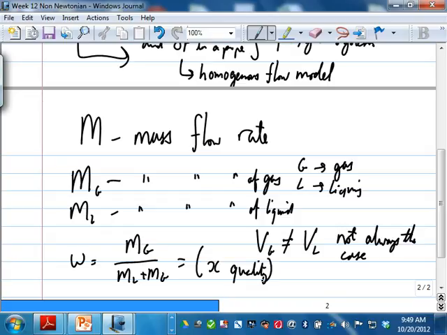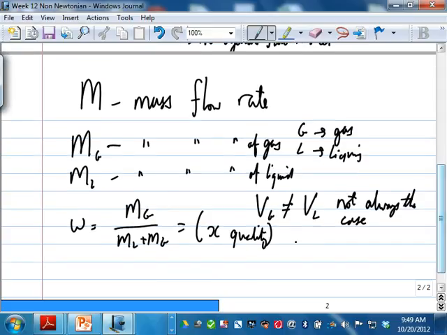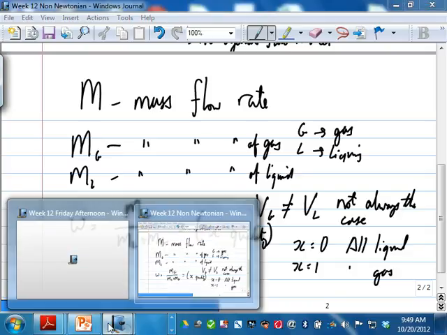It's the mass ratio. So if X is 0, it's all liquid. If X is 1, it's all gas. That you use in thermo also, isn't it? X equals 0, all liquid. X equals 1, all gas.